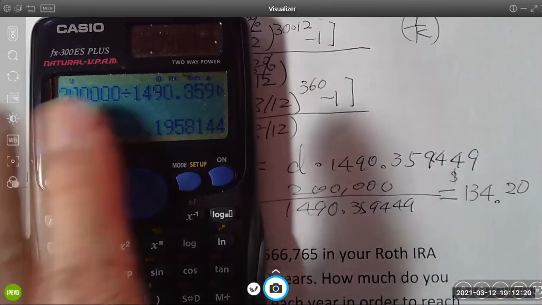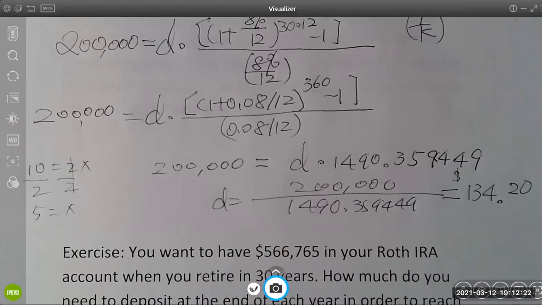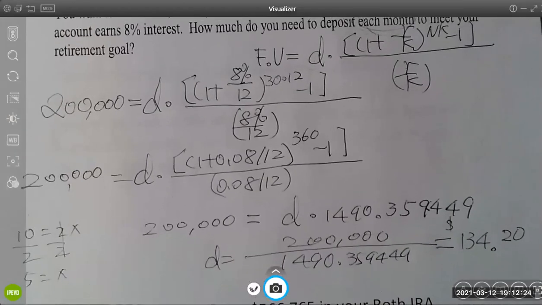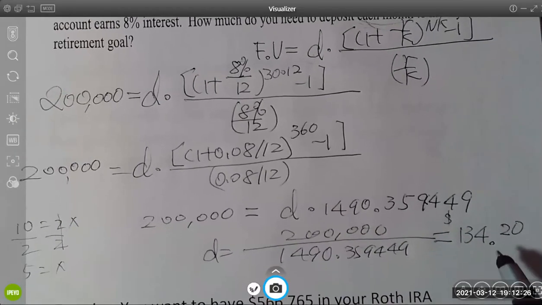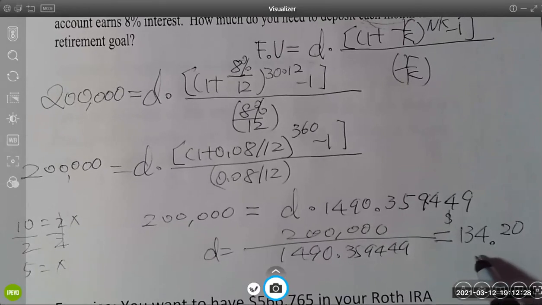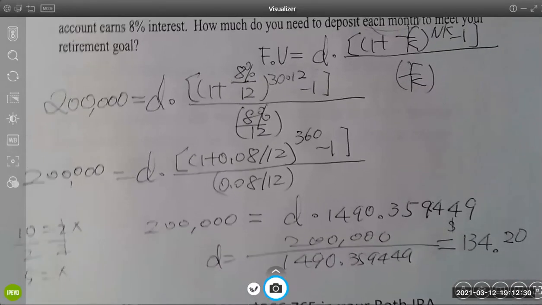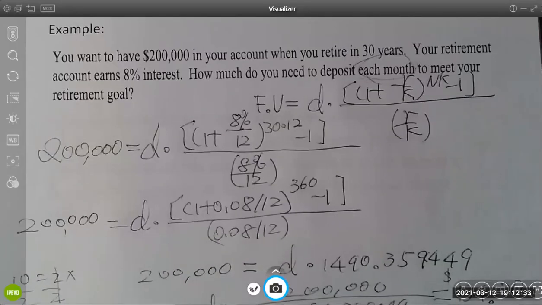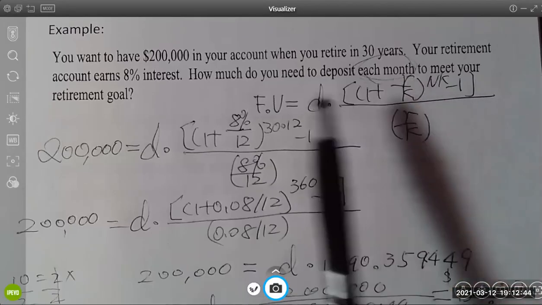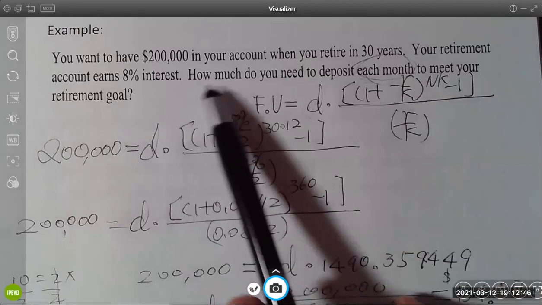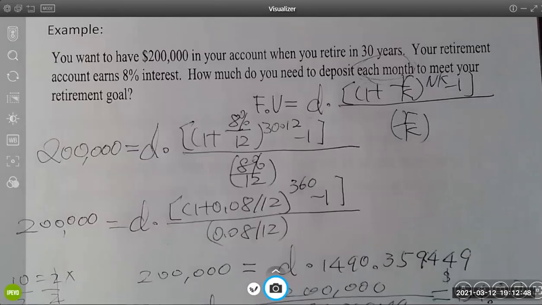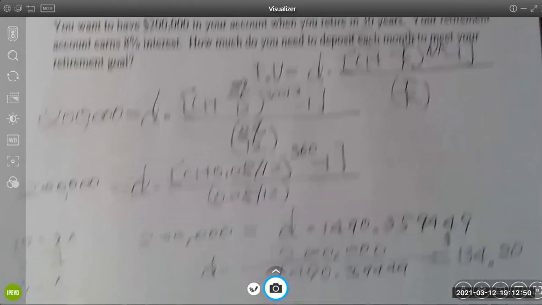So you can see that since we have this 30 years of time, since time is money, as a result, your out-of-pocket money is not that big actually. In order to accumulate 200K, all you need to do is $134 and change, and put it in there every month, like deducted from your paycheck. And if you get this account that pays 8% compounded monthly, after 30 years, you have 200K. So that's this one.